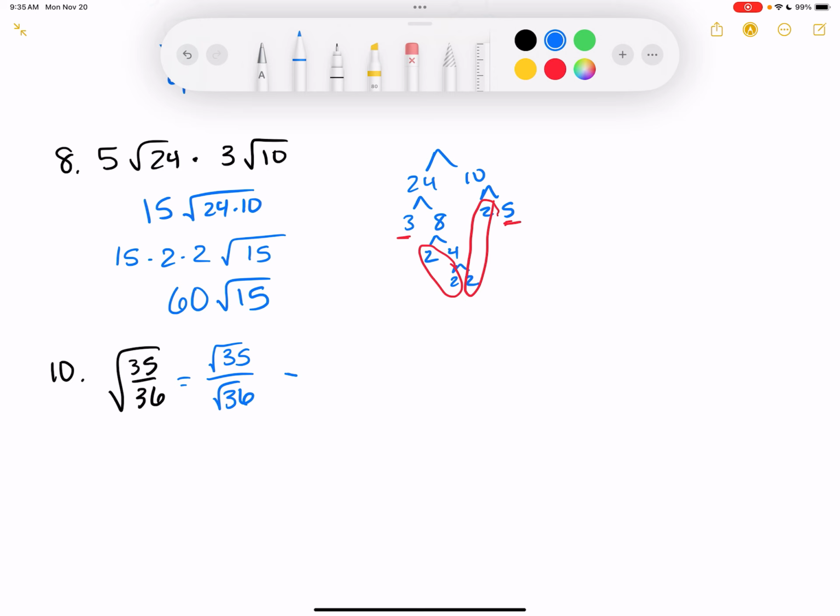So, square root of 36, we already know what that is. It is 6. Square root of 35, though, we need to see if it can break down, but that's just 7 and 5. That doesn't break down any farther. So we would just leave this as the square root of 35 over 6.